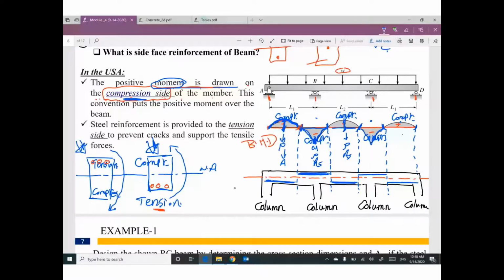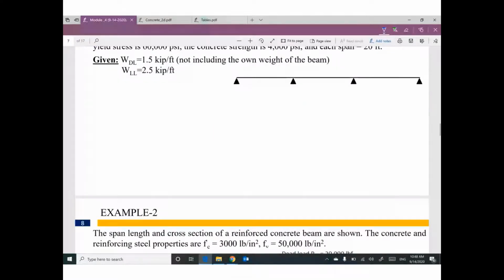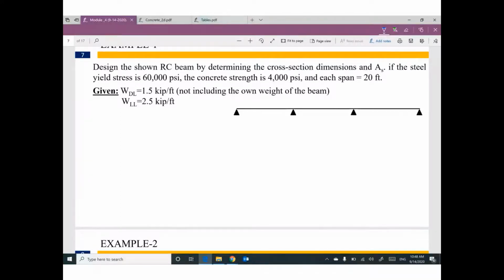Let me do this example. This example is very important. We have a beam. We need to design the shown reinforced concrete beam. Nothing is given, except we have a beam with 3 spans and 4 supports. We need to find the cross-section dimensions and the required area of steel, if fy is 60,000, f'c is 4,000, and each span is 20 feet.